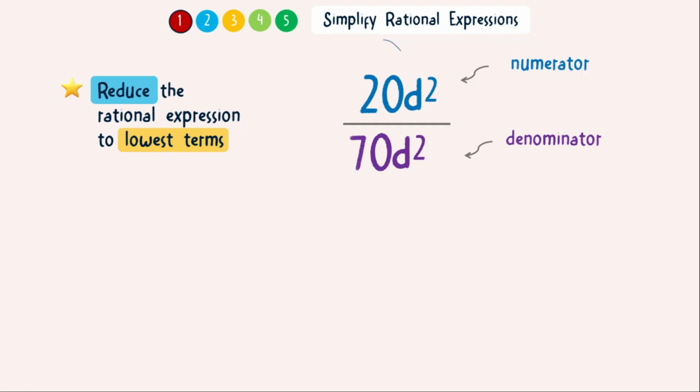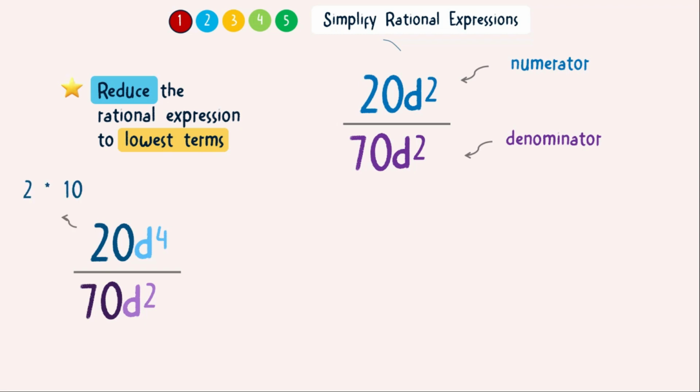So the first question here, we are asked to reduce the rational expression to lowest terms, that is 20d raised to the power 4 divided by 70d raised to the power 2. So the first thing we are going to do is find the common factors, but this is the way we want to explain it right here.